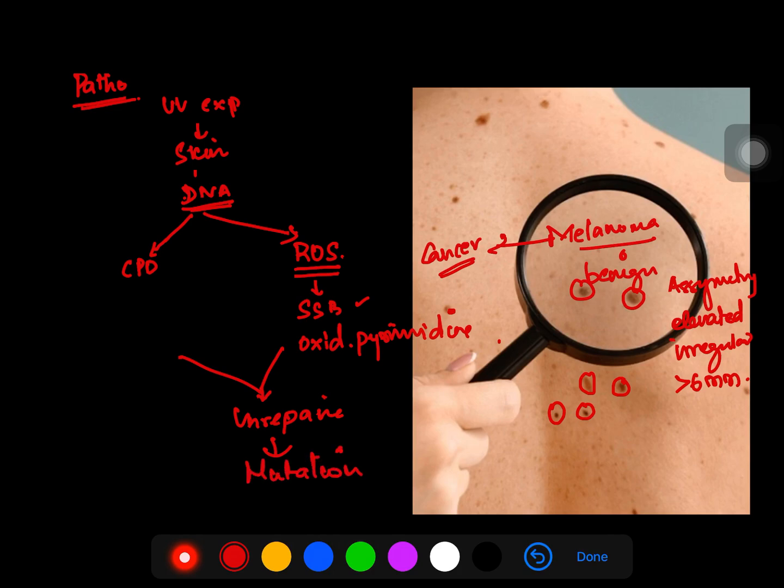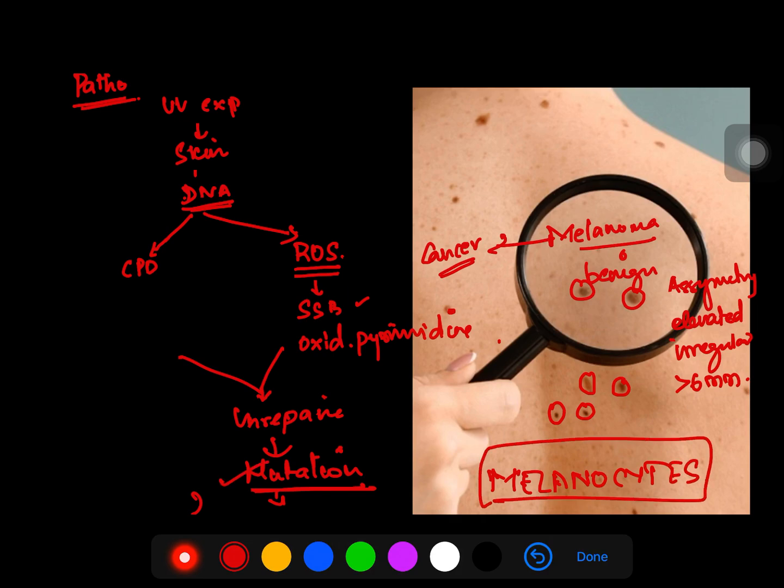So what is the result of this mutation? Why is it causing melanoma? Normally in our skin we have a cell called the melanocyte, which is present in small numbers. If this condition is mutated, these cells will be produced in increased numbers. Increased production of melanocytes is ultimately called melanoma. So this is how UV exposure leads to the clinical skin condition of melanoma.